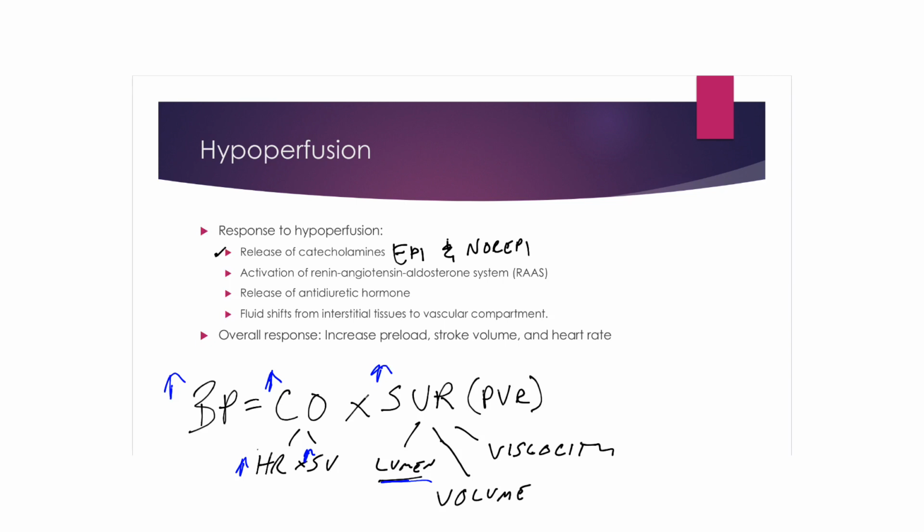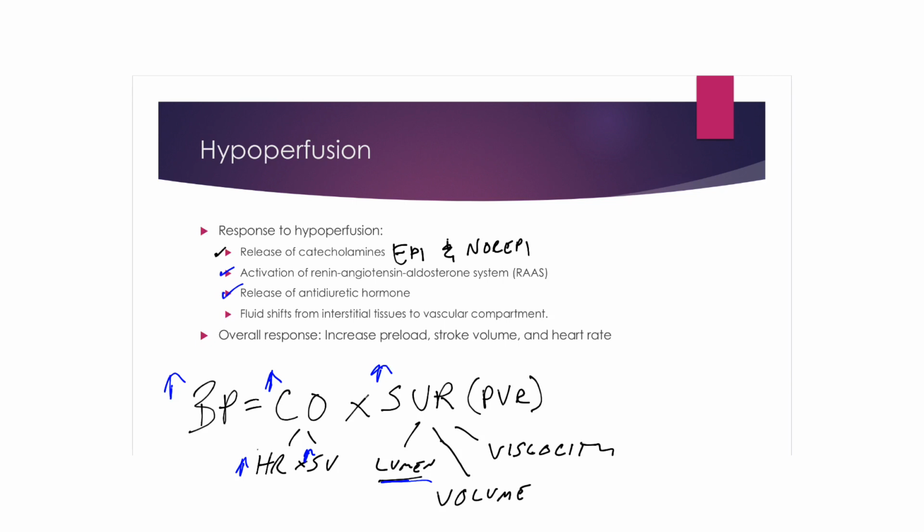The other way your body tries to compensate is the activation of the renin-angiotensin-aldosterone system, sometimes called RAS. And I'm going to talk about that in the next slide more in depth, because that's a very important concept. We also have the release of the antidiuretic hormone. In drug form, that's vasopressin.